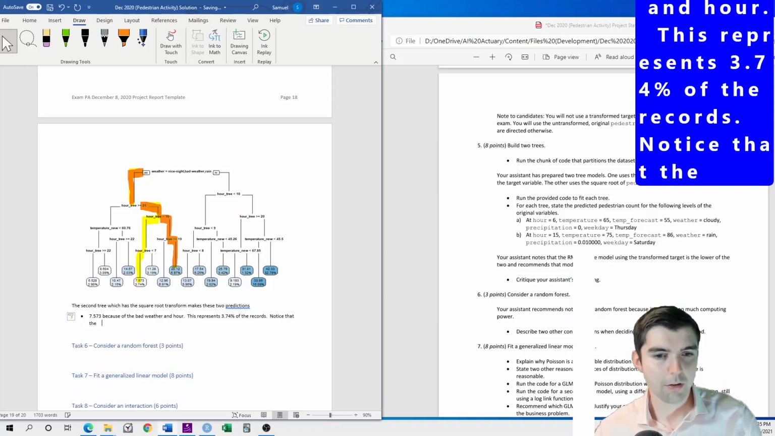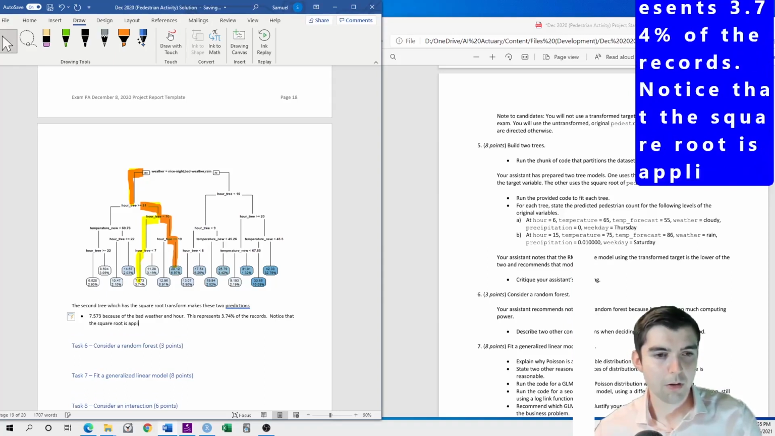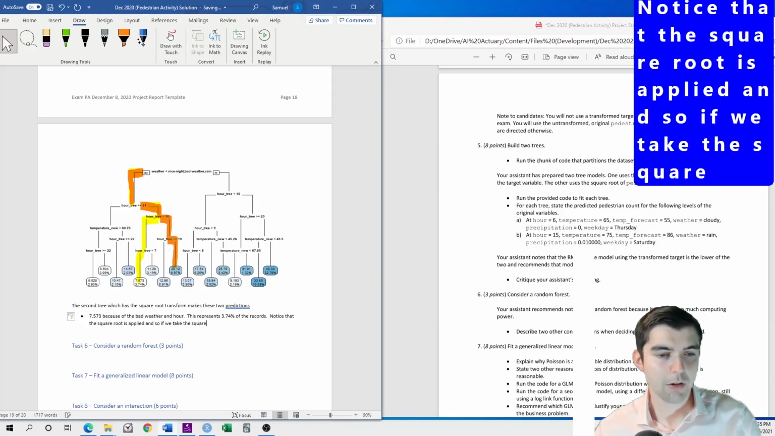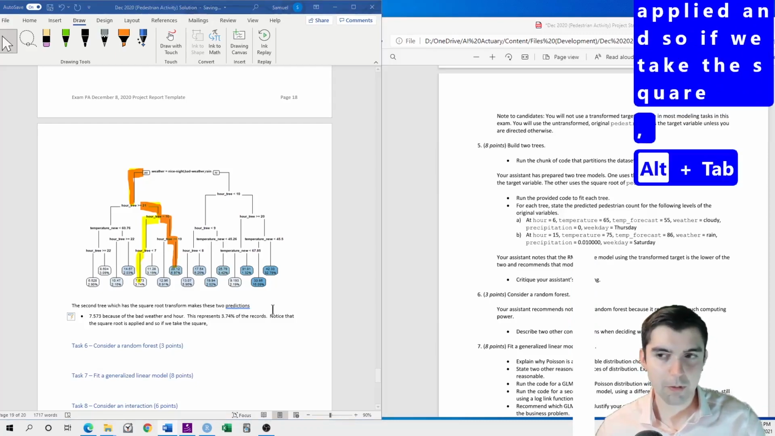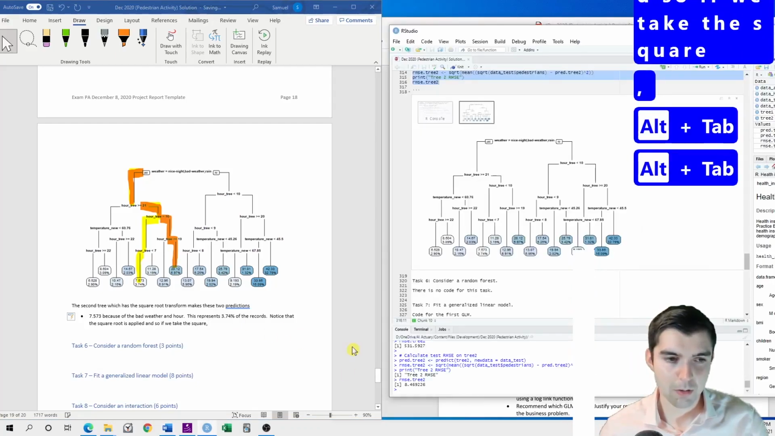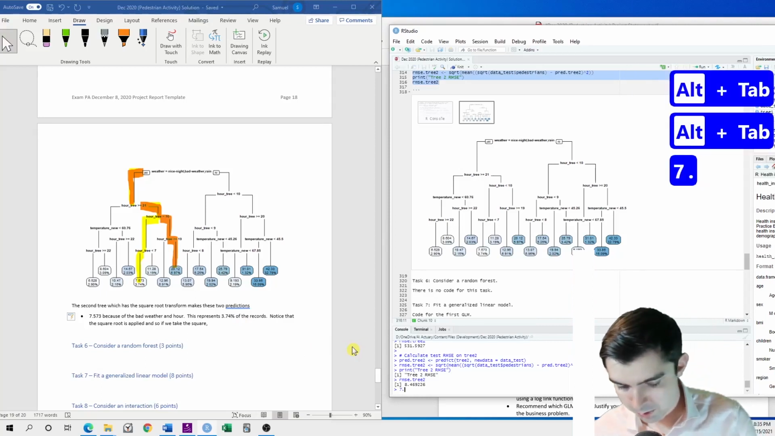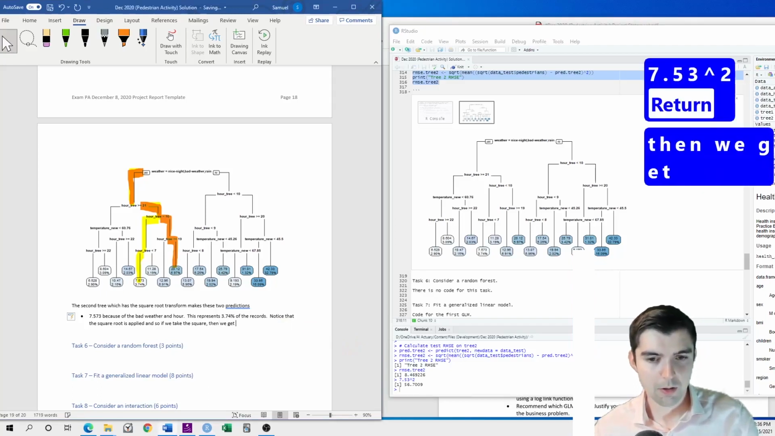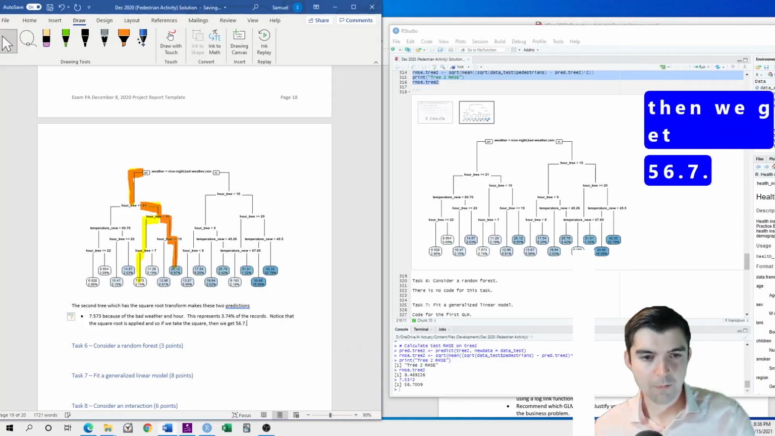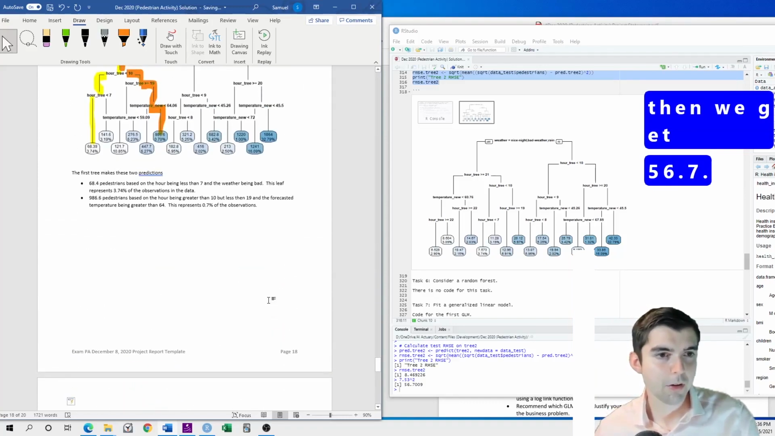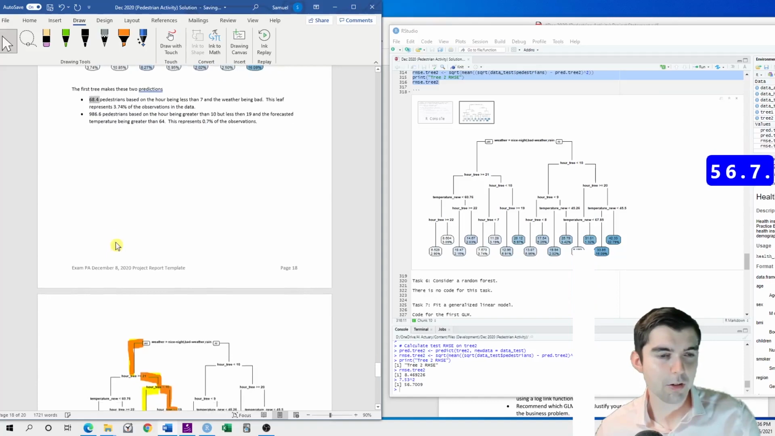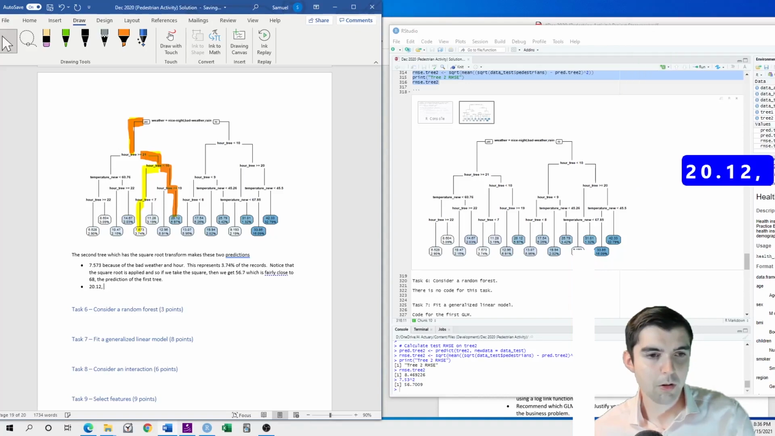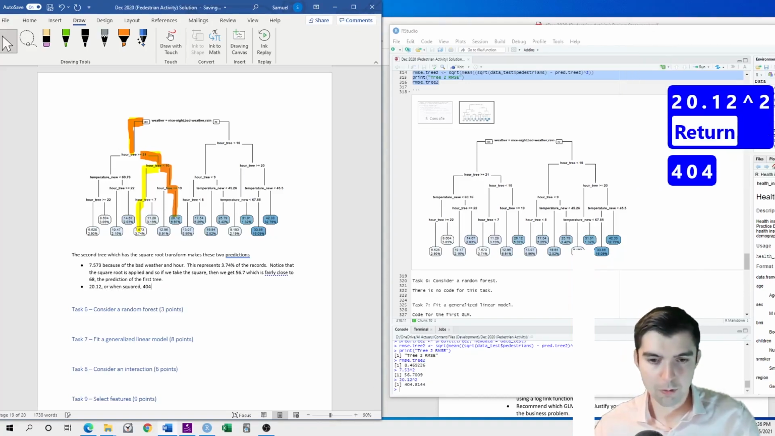Notice that the square root, and so if we take the square, so what's 7.5 squared? We get about 56. We get 56.7. 56.7 is fairly close to 60. And then the second one is 20.12, or when squared, 404.8.